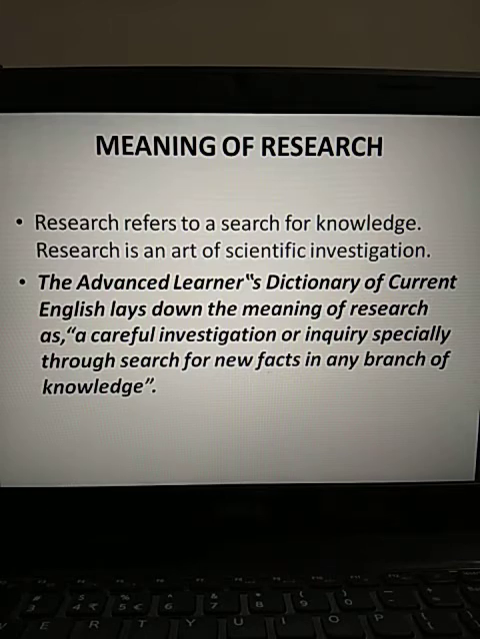So according to the dictionary, what do you mean by research? A careful investigation or inquiry, especially through search for new facts in any branch of knowledge. Individually, every day we will be knowingly or unknowingly doing research. Once think about our day-to-day activities. So generally, what do you research? Research is nothing but search for knowledge.